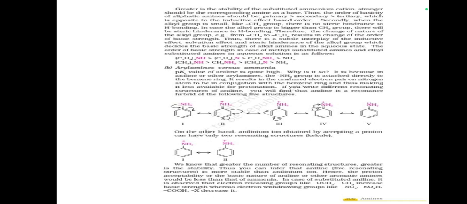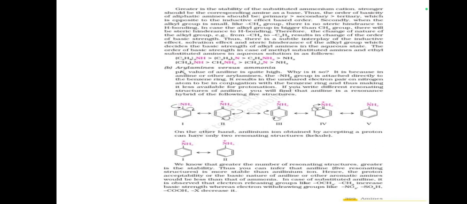Secondly, when the alkyl group is small, like the CH3 group, there is no steric hindrance to H bonding. In case the alkyl group is bigger than the CH3 group, there will be a steric hindrance to H bonding. Therefore, the change of nature of the alkyl group, that is from CH3 to C2H5, results in a change of the order of the basic strength.